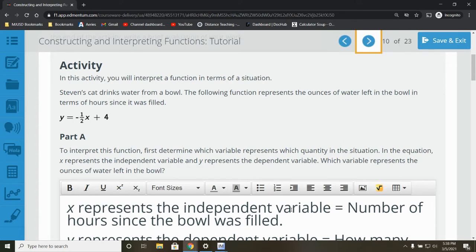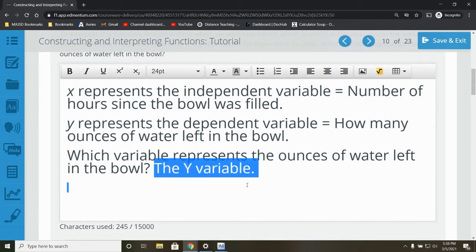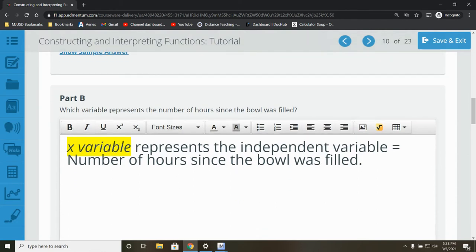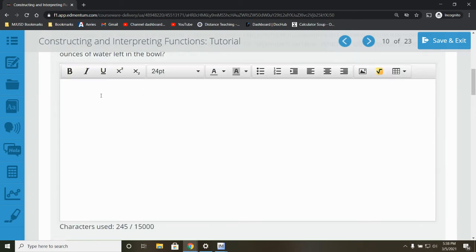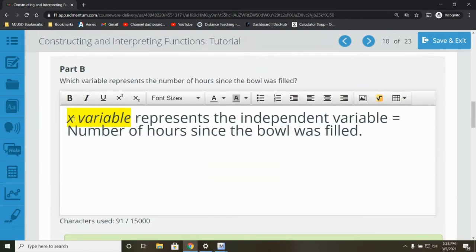x represents the independent variable, which is the number of hours since the bowl was filled. y represents the dependent variable, how many ounces of water are left in the bowl. So the answer is the y variable. Now part B. Which variable represents the number of hours since the bowl was filled? We just answered that question up here. That's the x variable. It represents the independent variable, which is the number of hours since the bowl was filled.